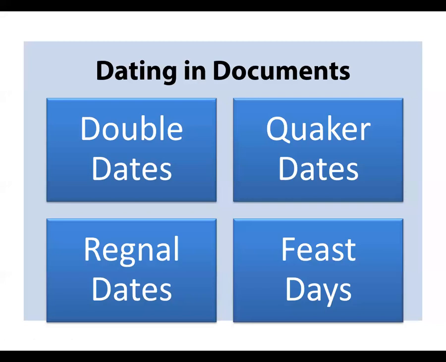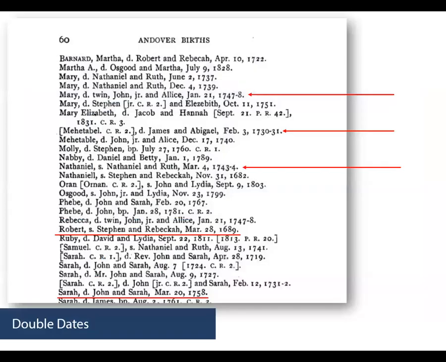For the purposes of today, we are going to touch just briefly on double dates, Quaker dates, regnal dates, and feast days. Double dates. This is something that is often confusing to people. And I have talked to a few people over the years, and some of them have commented, oh, I guess they didn't know the exact year because I found in these records that there's 2 years mentioned.